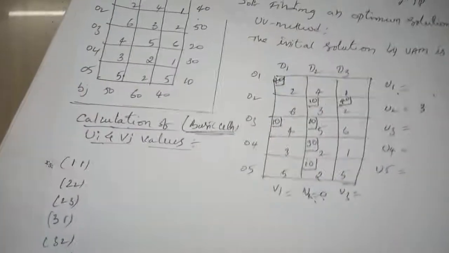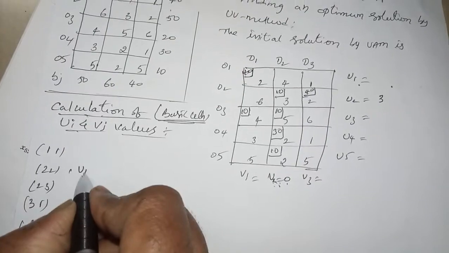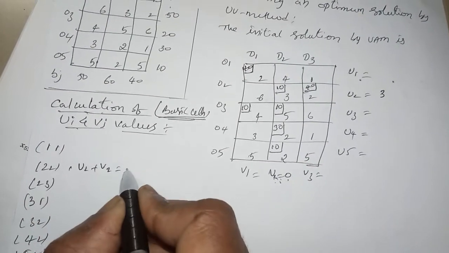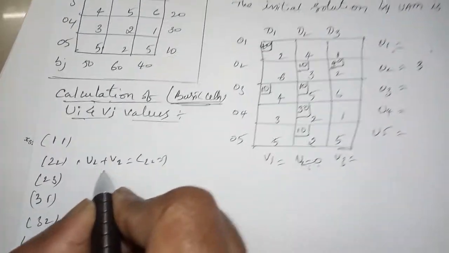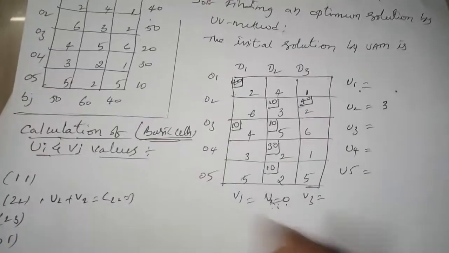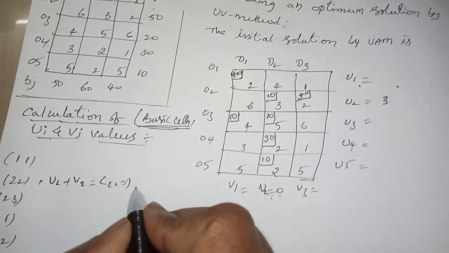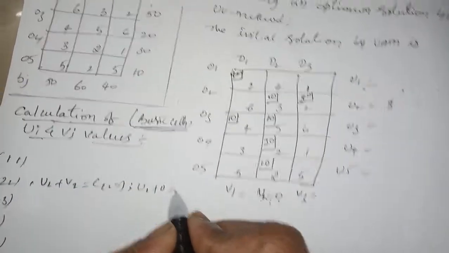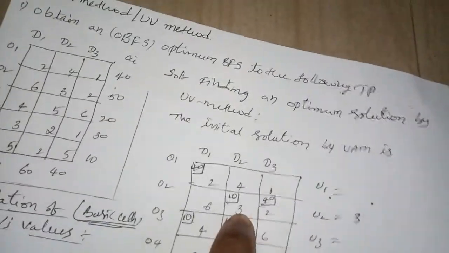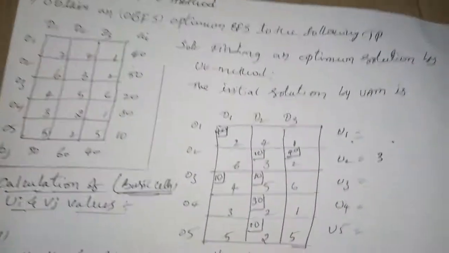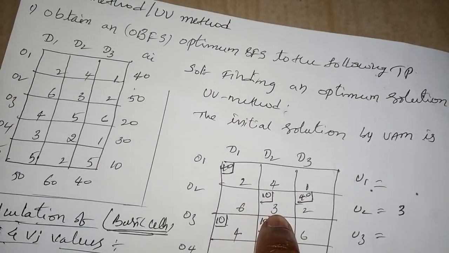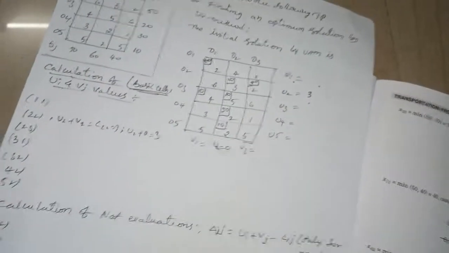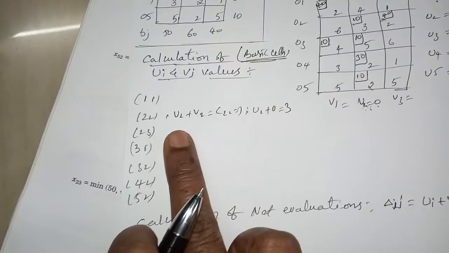(2,2). (2,2) means U2 plus V2 equals C22. We don't know the U2 value. So U2 plus V2, where V2 is 0, equals C22. You have to write C, which means cost. What is the cost in the second row, second column? It is 3. So that's why here I am writing U2 equals 3. This is the rule to find the Ui and Vj values.